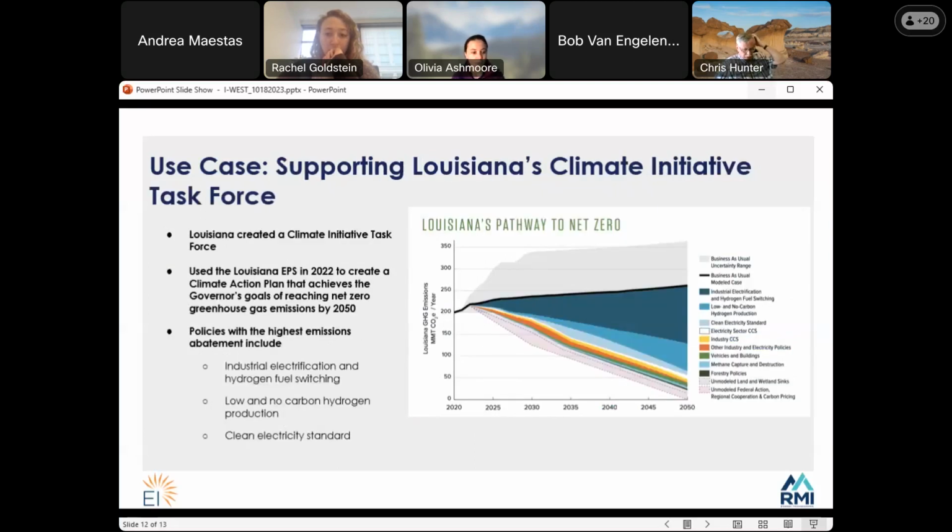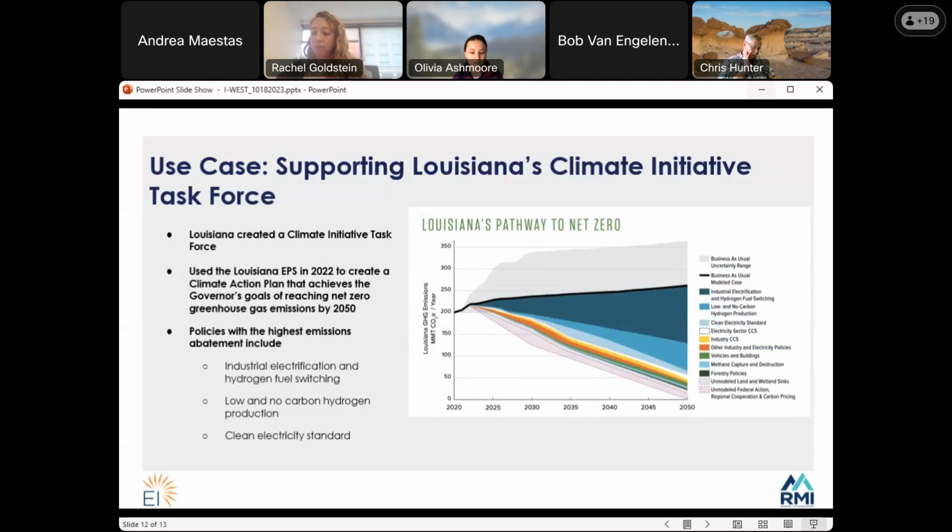We also supported Louisiana's Climate Initiative Task Force in 2022. They were using the EPS tool to analyze the potential impact of policies in Louisiana and the ability to meet the state's 2050 net zero greenhouse gas goal.